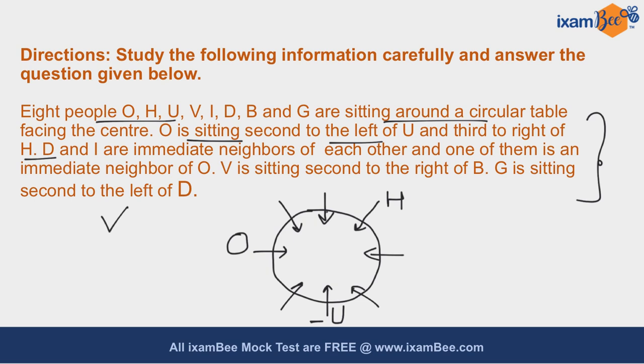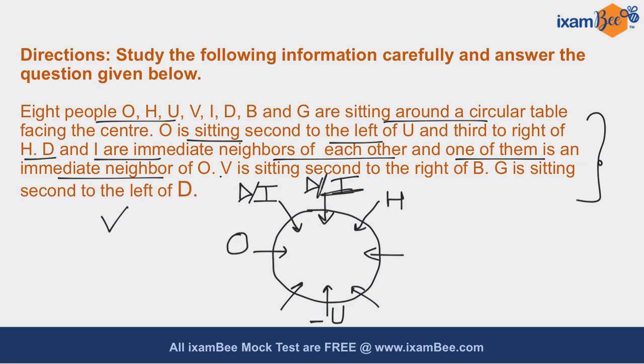Now it is given that D and I are immediate neighbors of each other and one of them is an immediate neighbor of O. So you know that the only possibilities to place D and I are either over here, because we are not sure who is the immediate neighbor of O. So there might be that D and I are present over here or over here.